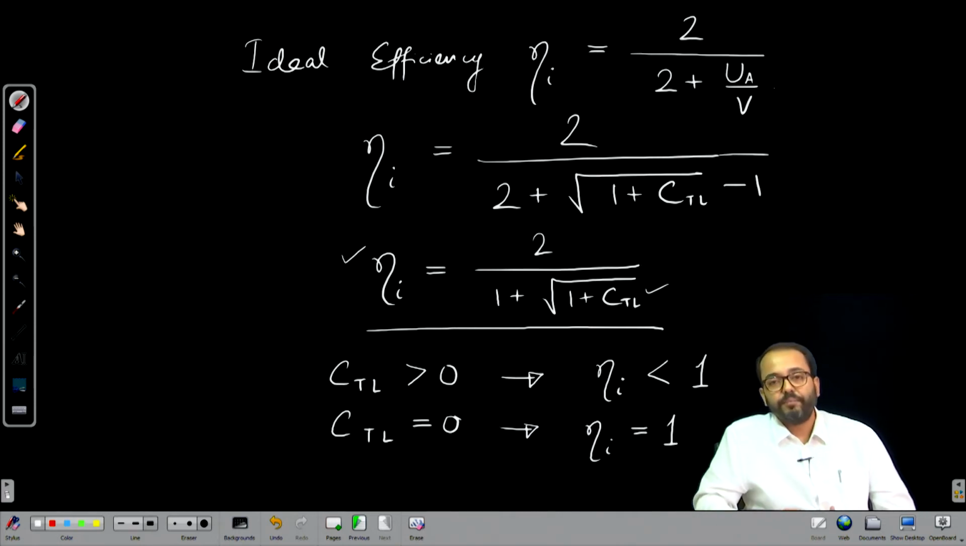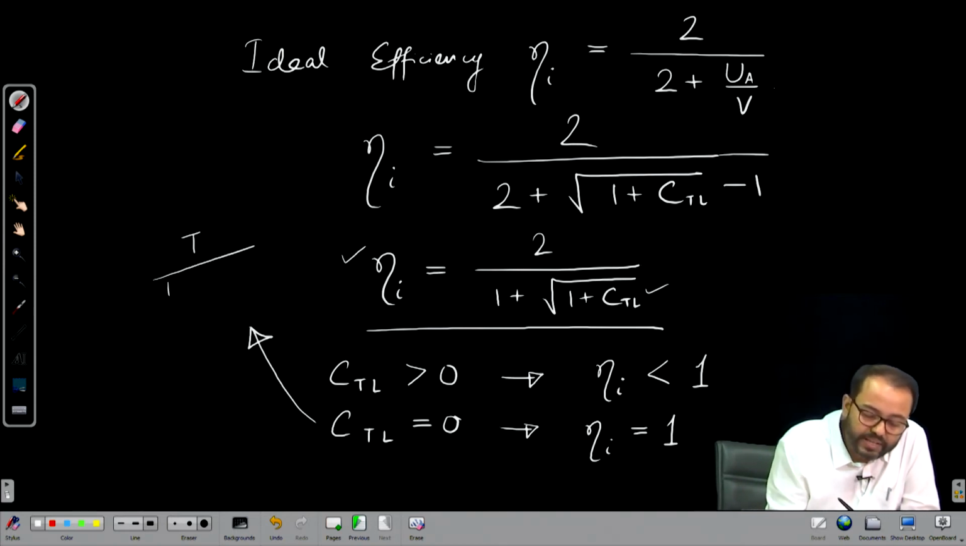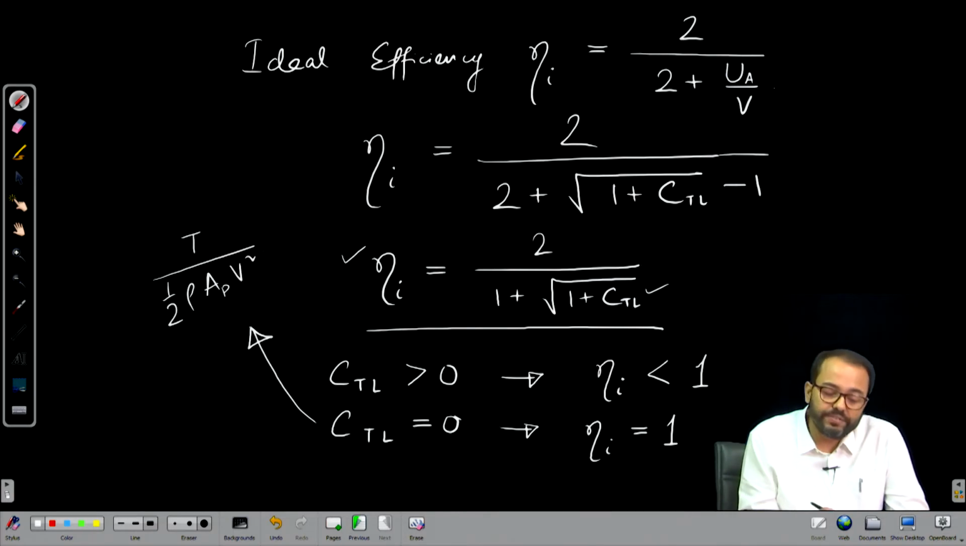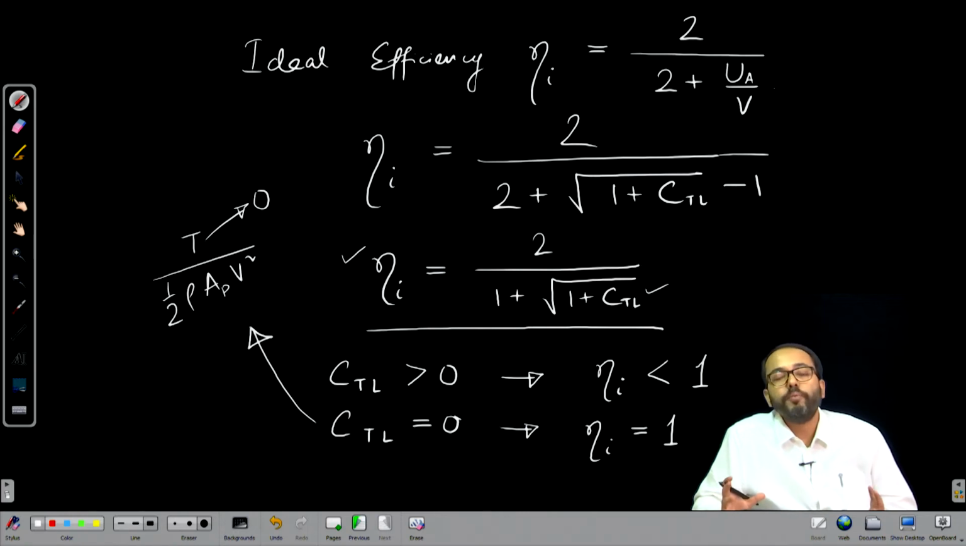Now, what does it imply? If CTL is 0, CTL is defined by thrust by half rho AP V square, right. So, if CTL is 0, then thrust has to be 0. That means the momentum disk is not generating any thrust. So, if it does not generate any thrust, then there is no point in the calculation of efficiency here. Okay. So, for any practical value where the momentum disk is generating a finite value of thrust, we will have the ideal efficiency of this system less than 1.